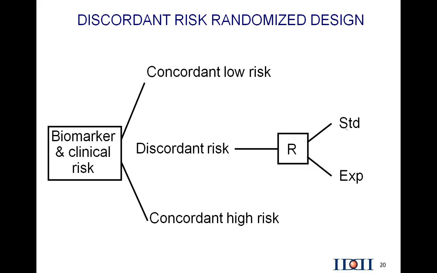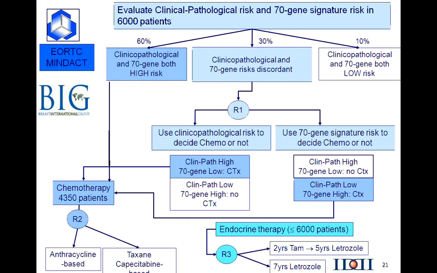And the purpose of the trial is to find out if patients who are at low risk by the genomic signature can be spared from receiving a chemotherapy that they do not need.